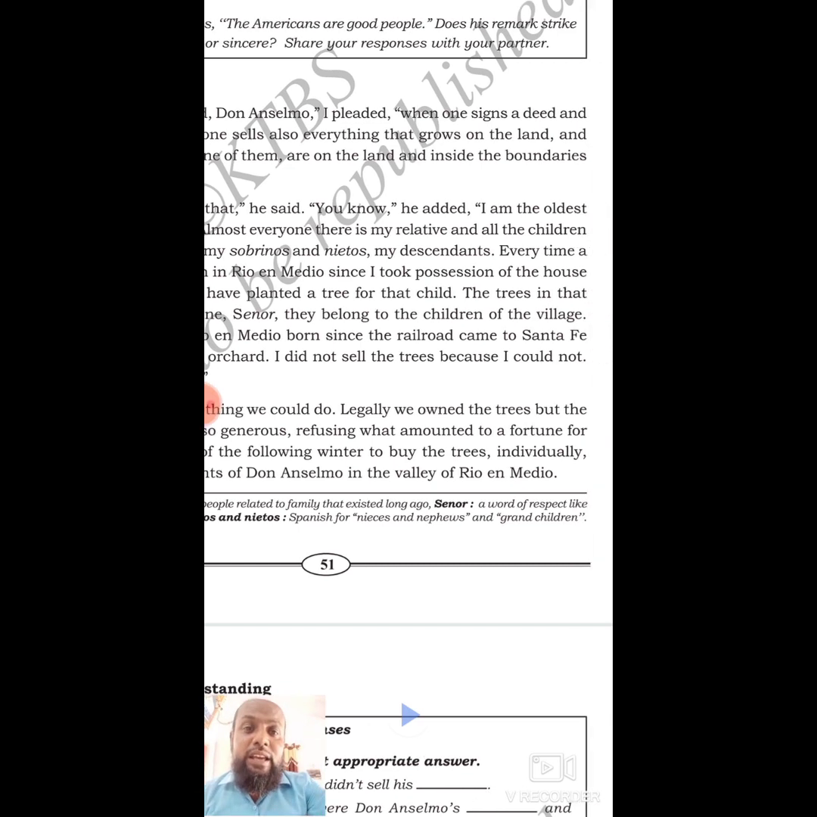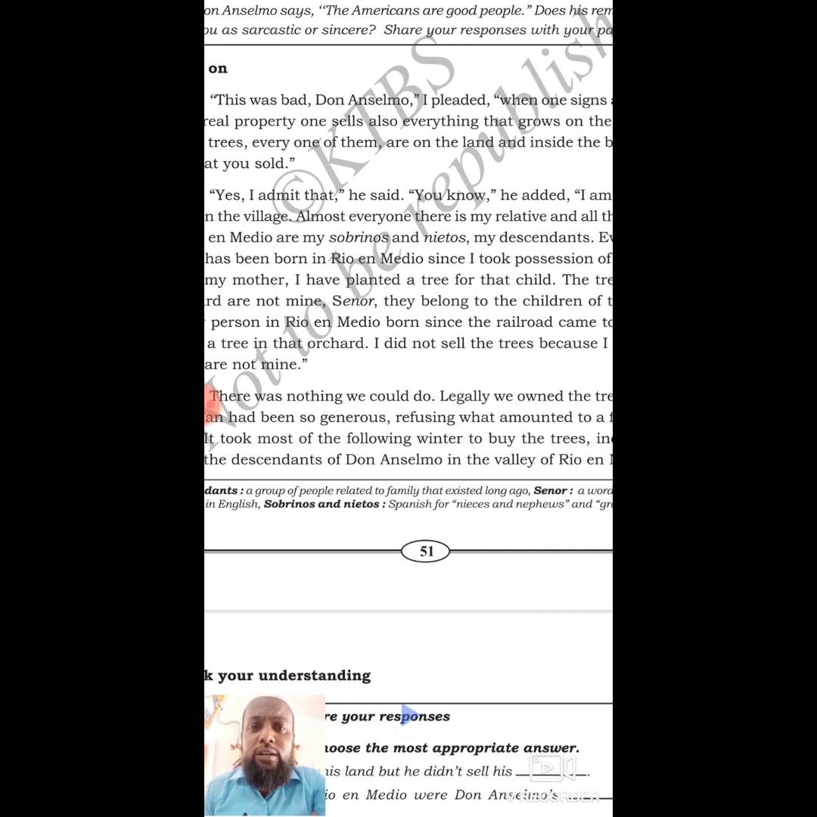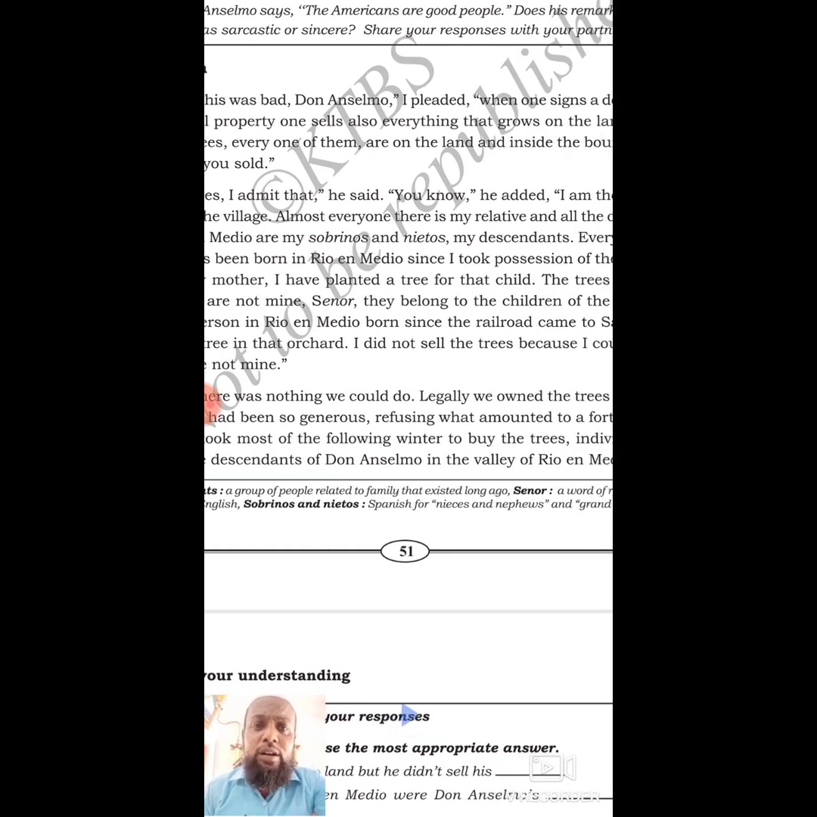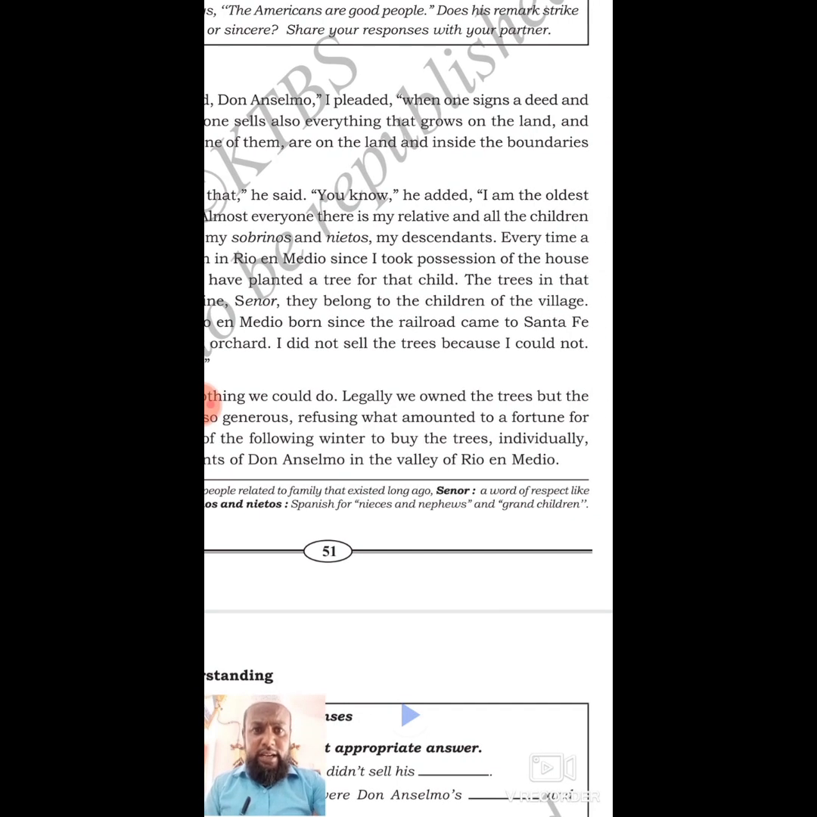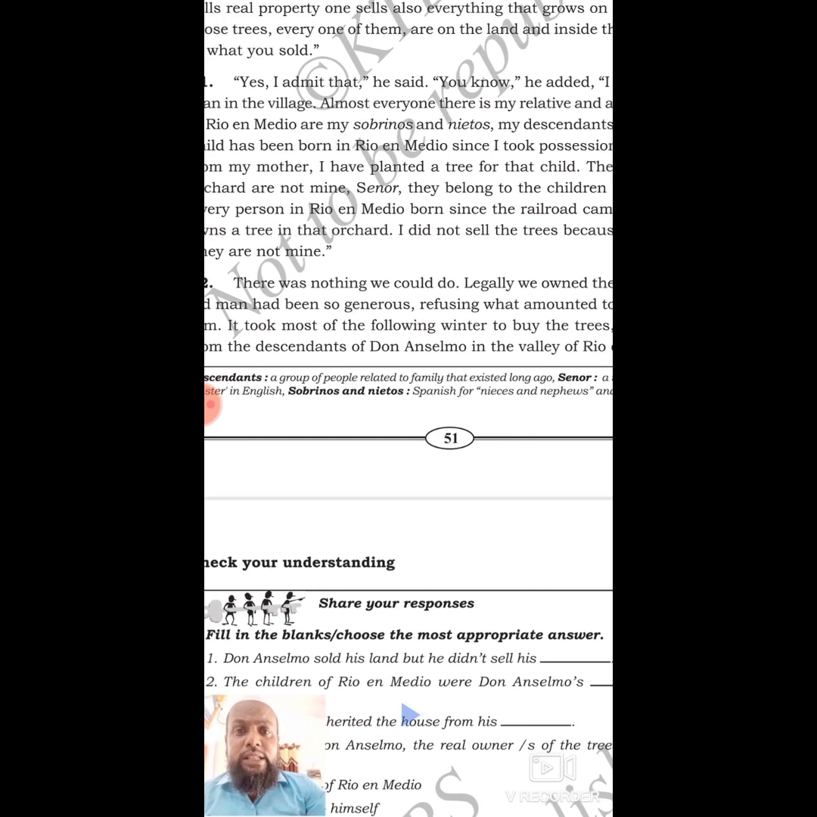Asked the writer: on the land, those trees, every one of them is on the land and inside the boundaries of what you have sold. Once you sold the property, whatever is in the surroundings is also sold, and you should not say that. I have sold the property but not the trees. But you have actually sold the trees also, because they belong to the same land. Yes, I admitted.